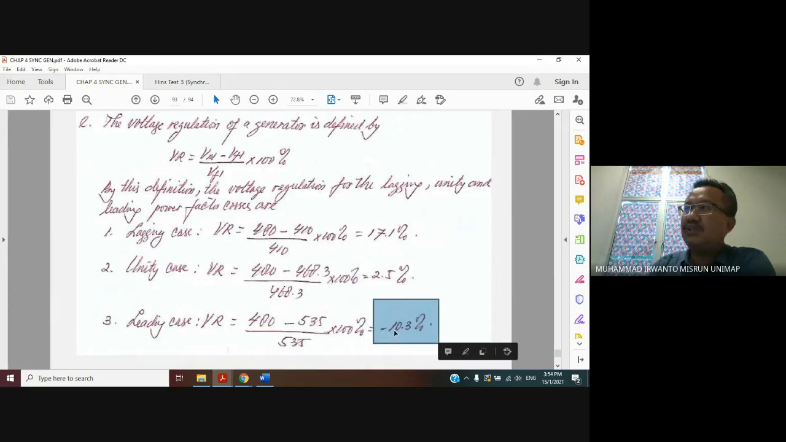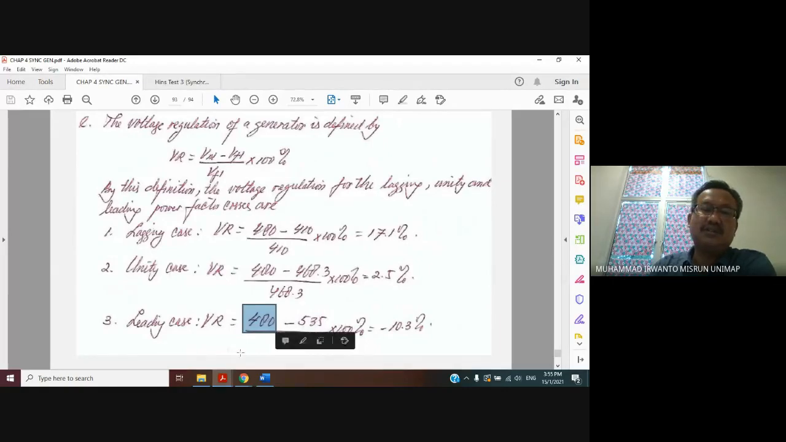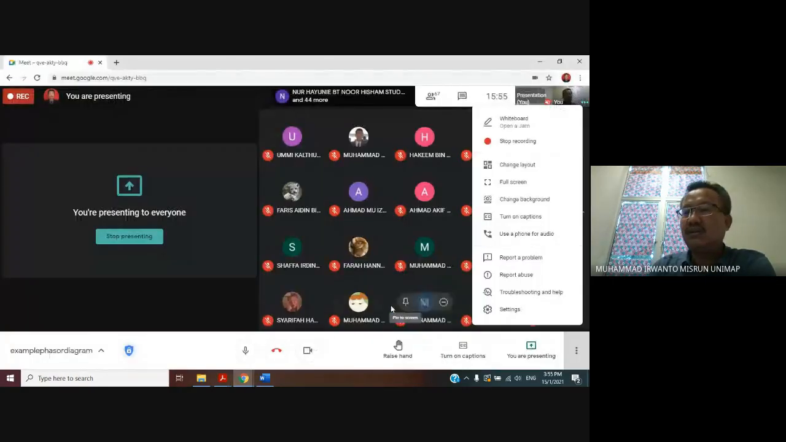Okay, look at this one. It is a negative value here. The sign is negative. It indicates that the power factor is leading, meaning the full load terminal voltage is higher than the no load terminal voltage of the synchronous generator. Okay.